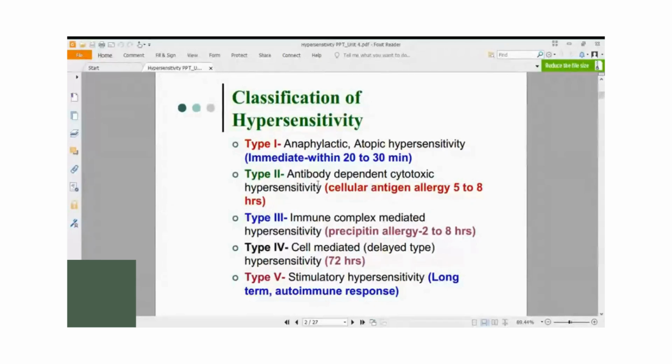And this is type 2 hypersensitivity. Then comes type 3 hypersensitivity, immune complex mediated hypersensitivity, which is also called precipitin allergy. The name itself tells you that here the antigen involved is soluble and the antibody is also soluble, and majorly the antibody involved here is IgG. This reaction also takes place within 2 to 8 hours of contact with the antigen, and the antigen here will be in the soluble form.